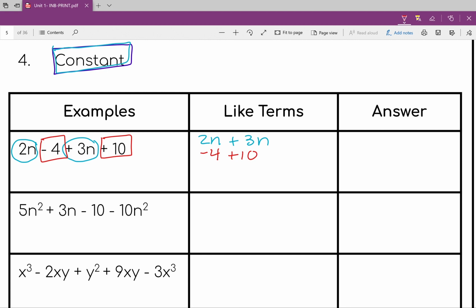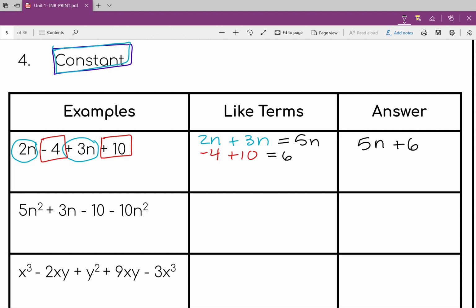Now that I have my like terms, I'm going to add them together. For this one, 2n plus 3n is equal to 5n. We just added the coefficients. And -4 plus 10 is equal to 6. So when I combine these two together, I get my answer, 5n plus 6.